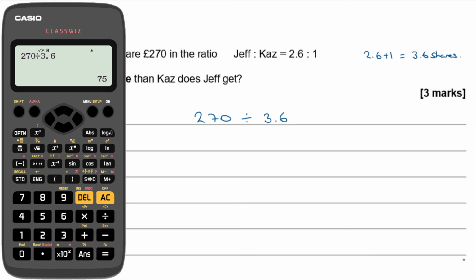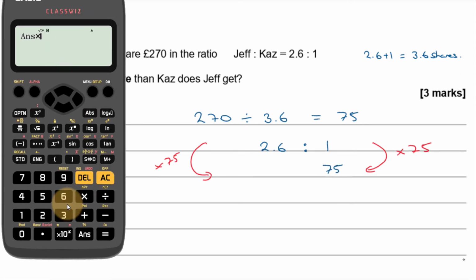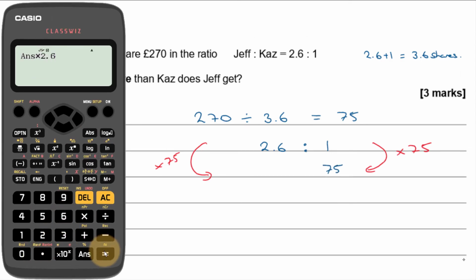That comes out to be 75 shares, or 75 rounds of dishing out money. So that means if we take the ratio of 2.6 to 1 and scale it up by a factor of 75, we should get the amount that the two receive. Okay, well, the one on the right, Kaz's one's pretty easy. 1 times 75 is 75. But what's 75 times 2.6?